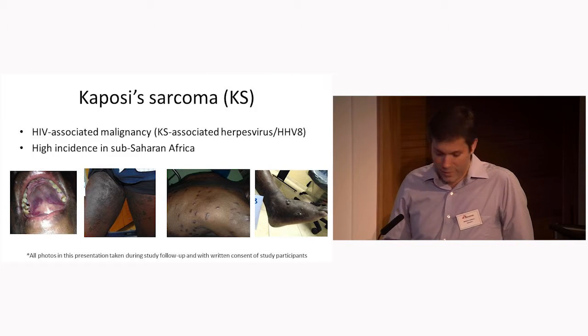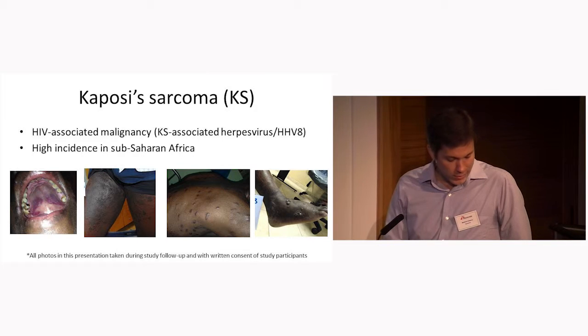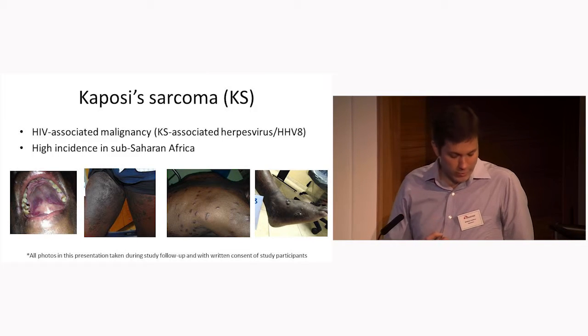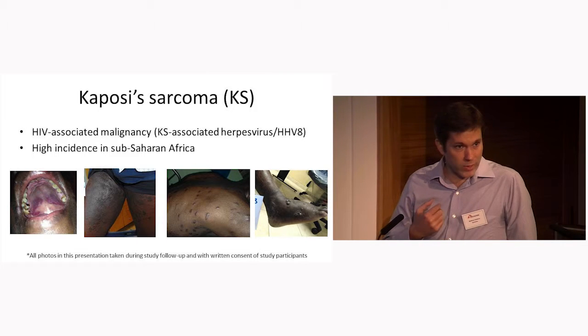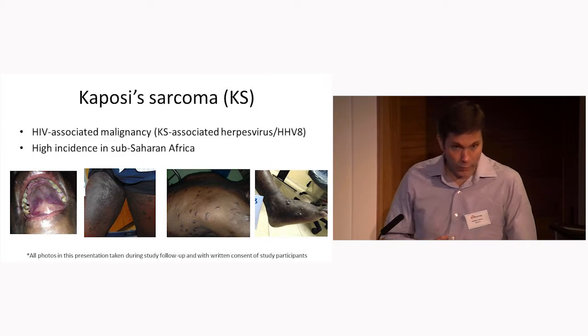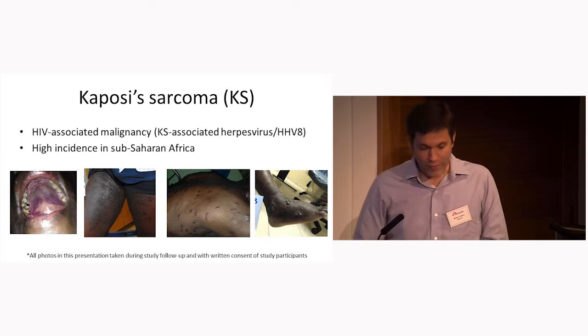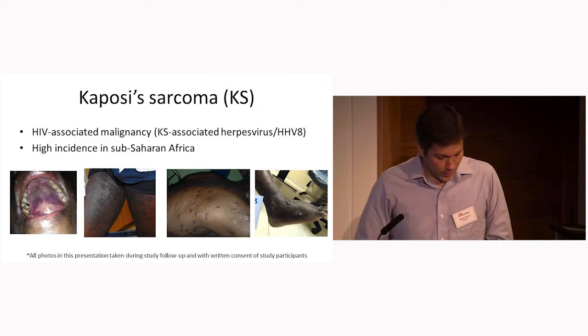The lesions on the left on the palate are typical mucosal lesions. Similar lesions can also occur on internal mucosal surfaces, like in the airways or in the gastrointestinal tract. And when that happens, life-threatening bleeding can often occur.